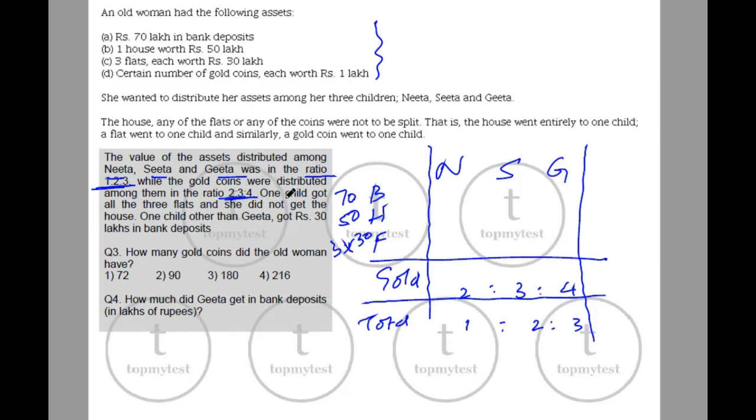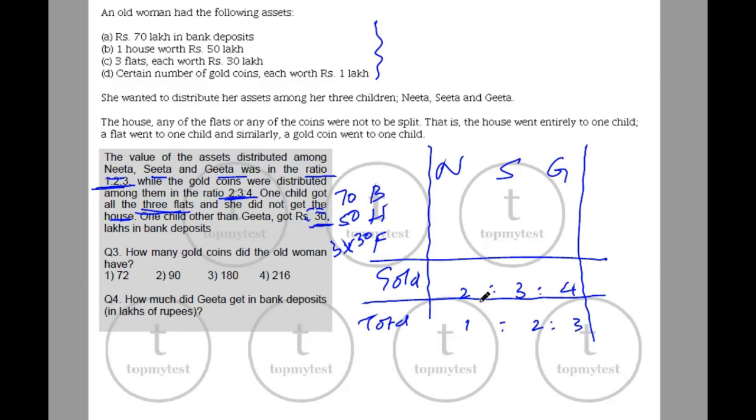Now it says one child got all 3 flats. So one child got 90 lakhs as assets. She did not get the house. One child other than Geeta got 30 lakhs in bank deposit. So we need to take care of this. Now it says how many gold coins did the old woman have? How much did Geeta get in bank deposits?